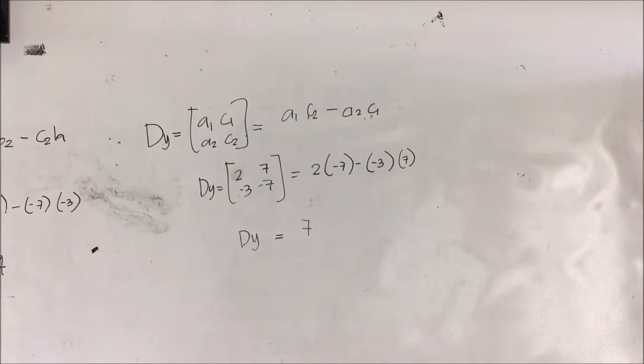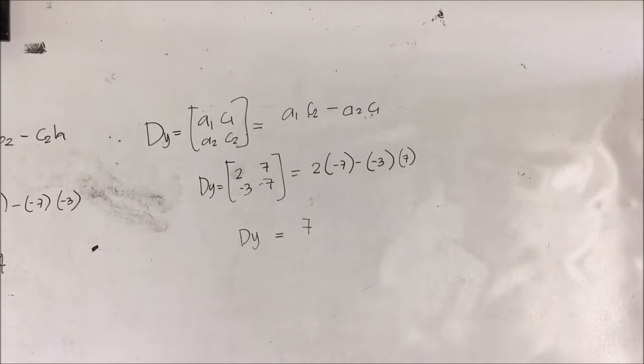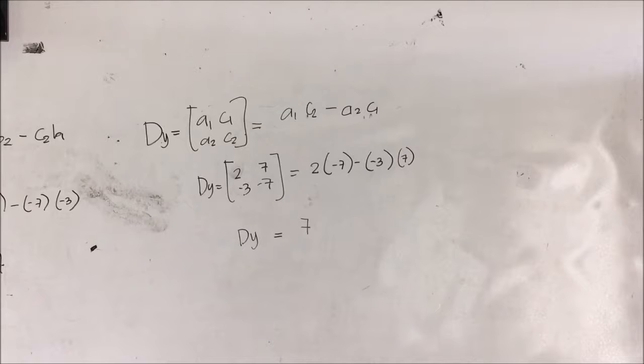Next, we will find dy, same as what we did in dx, by using matrix form again. Dy is a1 c2 minus a2 c1. Dy equals 2 times negative 7 minus negative 3 times 7. The dy is equal to negative 7.